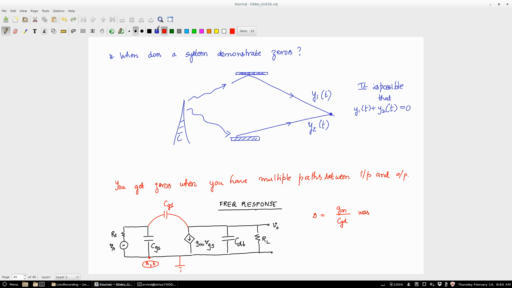This was the circuit. What did we get as the expression for the zero? Where was your zero? Your zero was at s equal to gm by CGD. Now we have the mathematical expression for the zero, and I have told you from your own intuition that to have a zero you need multiple paths. Now I am asking you, look at this circuit and see if you can find out where the multiple paths are.